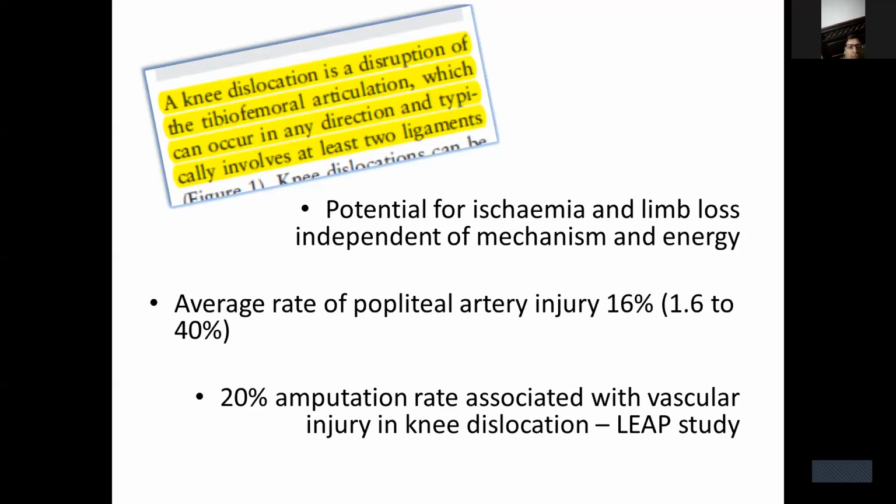It is a very significant injury, dependent on the energy and type of mechanism involved, and has a potential for vascular injury, which can happen in up to about 40% of cases. These injuries are quite bad, and if mismanaged, there is up to a 20% amputation rate, as has been demonstrated in the well-known LEAP study.